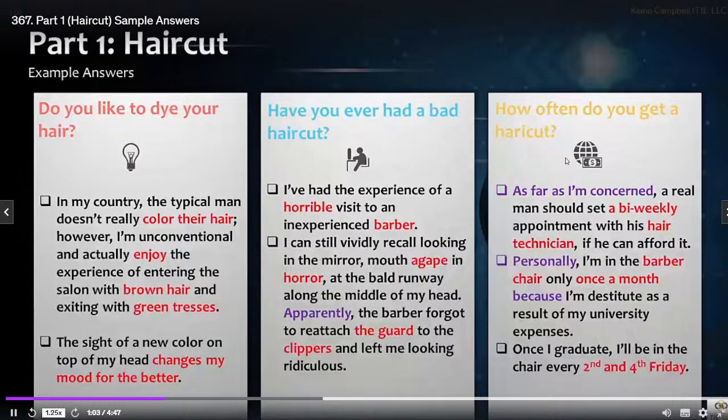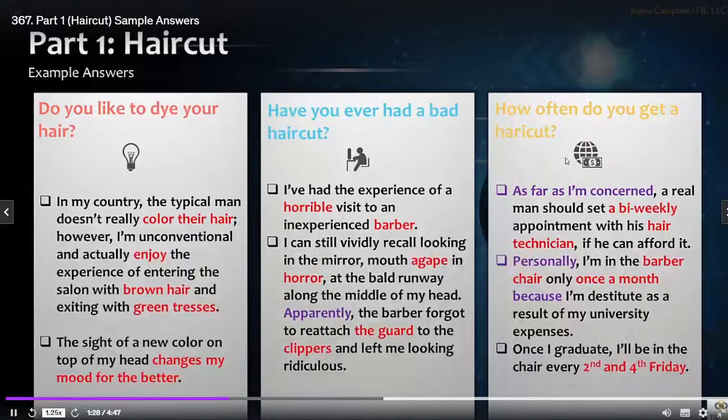Do you like to dye your hair? In my country, the typical man doesn't really color their hair. However, I'm unconventional and actually enjoy the experience of entering the salon with brown hair and exiting with green tresses. The sight of a new color on top of my head changes my mood for the better.